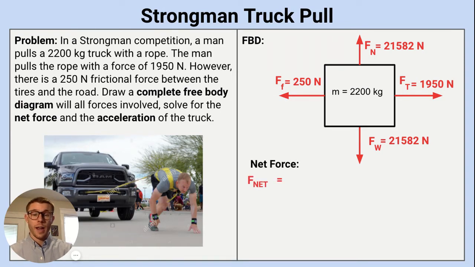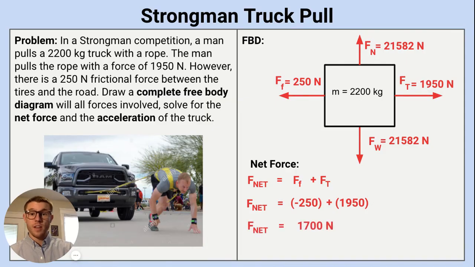Again, in the net force, we're going to add up the forces. Just like I stated before, the normal force and the weight force we don't really care about right now, because those are equal and opposite in the vertical direction, so they cancel. The ones that we do care about are friction and tension. When we add those together, we have to make sure that we note that 250 is negative, because friction acts to the left in this case. So we have 1,950 minus 250, which gives us a net force of 1,700 newtons acting to the right on this truck.